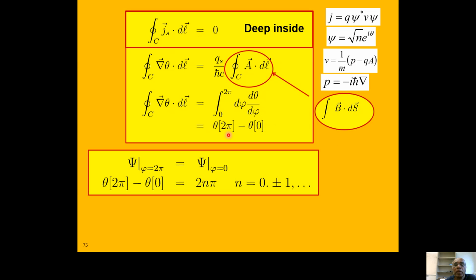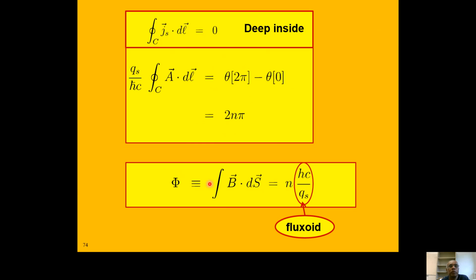So this becomes simply theta over 2 pi. If you do that one, this is simply, you can write as 2n times pi, right? So that is the left-hand side, but the right-hand side is Qs over Hc times your B dot ds. B dot ds is simply flux, right? So then I can write this Qs over H cross C flux equals this 2n times pi. So if you do that one, you can see this flux equals 2n times pi.